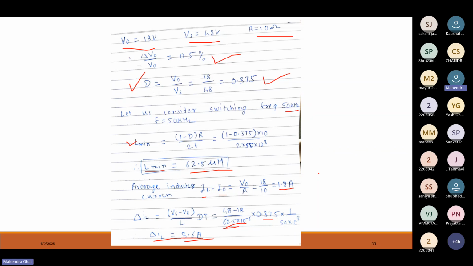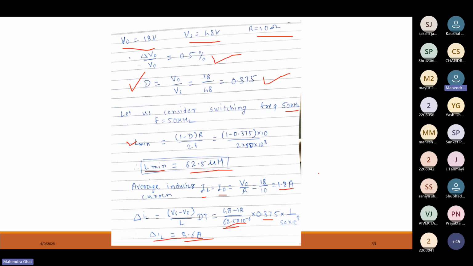Switching losses are the losses when we are turning on and turning off the switch. At that time, some losses happen, which is called the switching loss. And whenever a continuous current is flowing through the switch, it is called the conduction loss. So these are the two main losses in the switches.